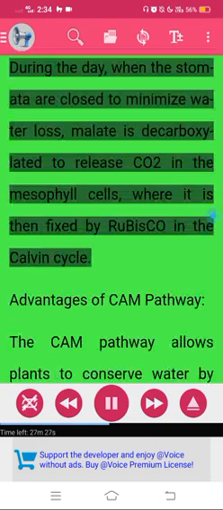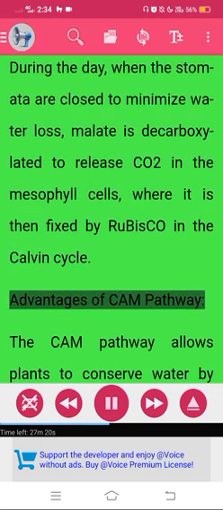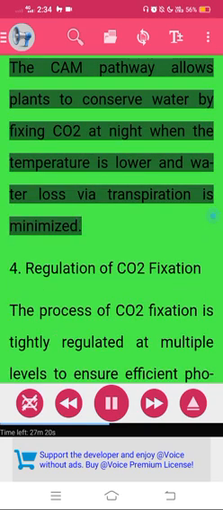Daytime CO2 release in Calvin cycle. During the day, when the stomata are closed to minimize water loss, malate is decarboxylated to release CO2 in the mesophyll cells, where it is then fixed by Rubisco in the Calvin cycle. Advantages of CAM pathway. The CAM pathway allows plants to conserve water by fixing CO2 at night when the temperature is lower and water loss via transpiration is minimized.